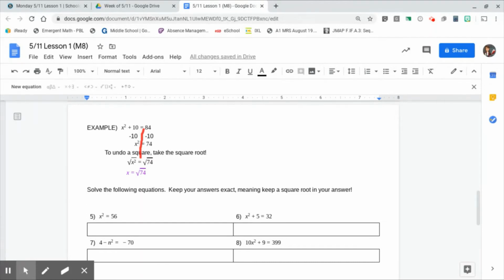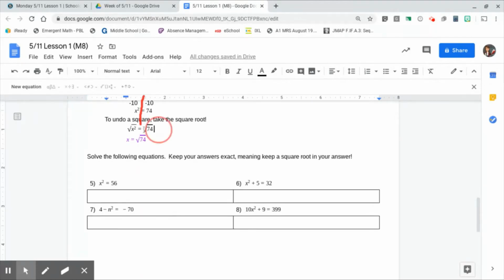So to do the opposite operation of squaring a number is to take the square root of a number. So that would cancel out. So that means my square root right here is canceling out with my squared. Okay, that looks really ugly. But so my square root is gone and my squared is gone. So that means I'm left with just plain old x. And then the square root of 74.